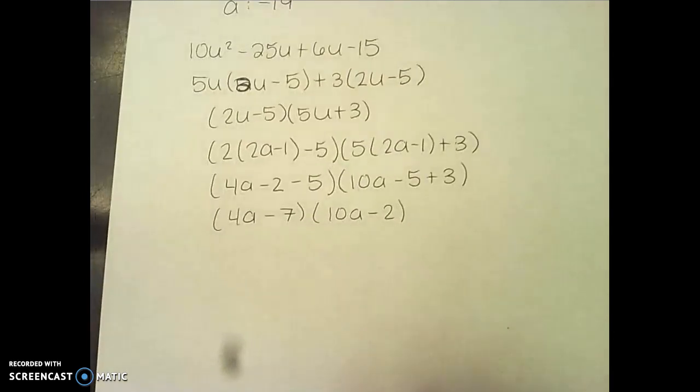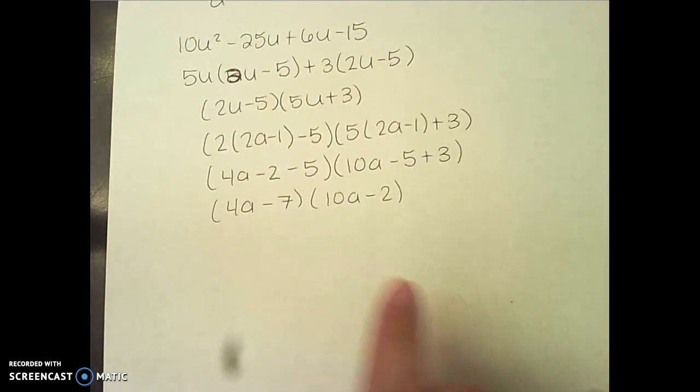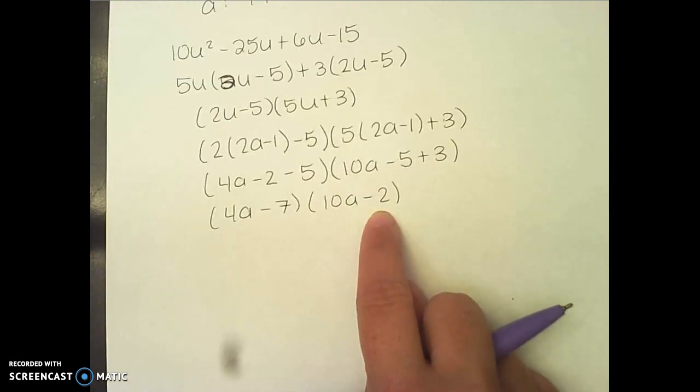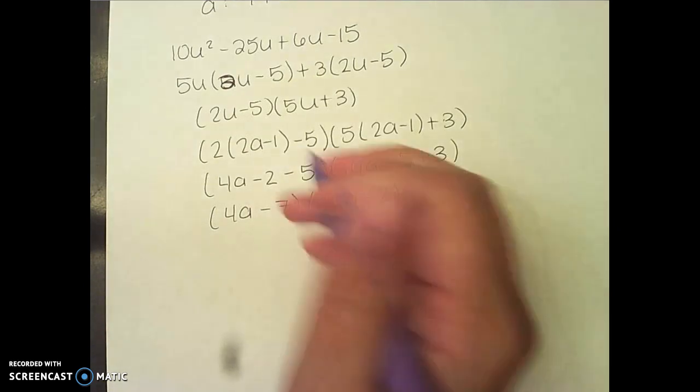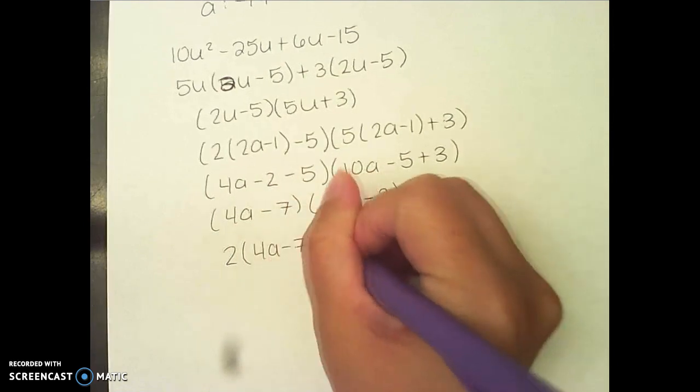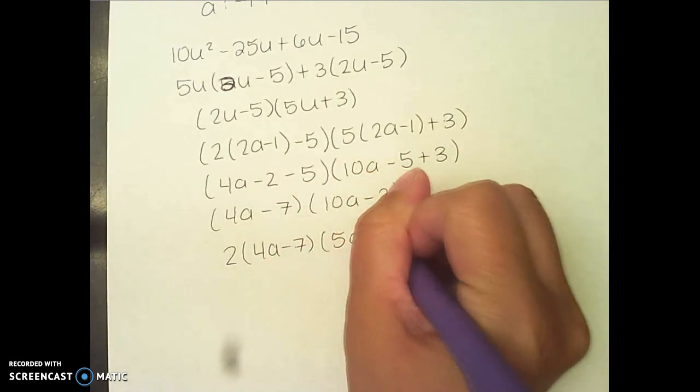And there's actually one more step that I can take because I have a GCF that I can factor out for 10a and negative 2. I can factor out a 2. So I'll have 2 times 4a minus 7 times 5a minus 1.